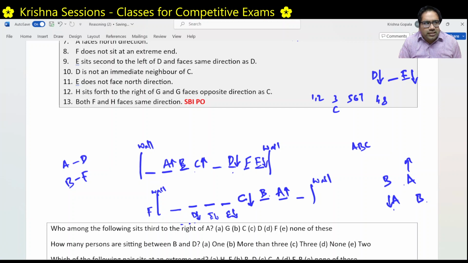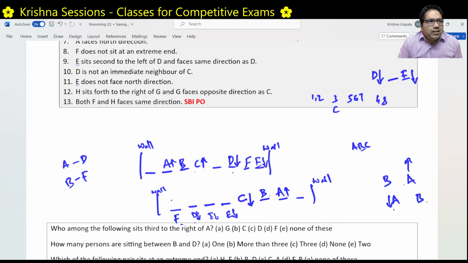Right. What about the second D? If the second D is here, then F should be here, right? F will be here because between A and D, whatever it is, B and F will have the same distance. Between A and D, 1, 2, 3, 4. B and F, 1, 2, 3, 4. Right? Four people in between. So this is a possibility.